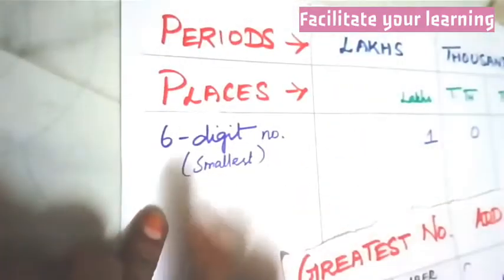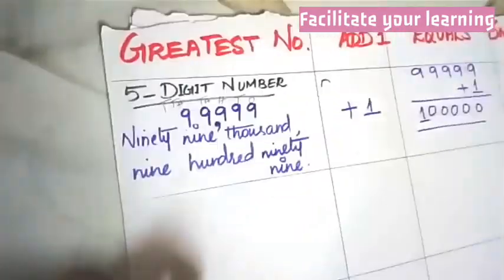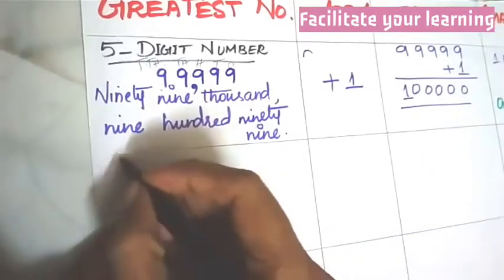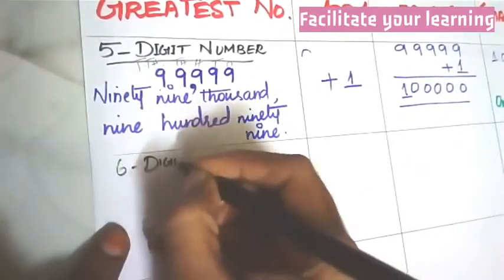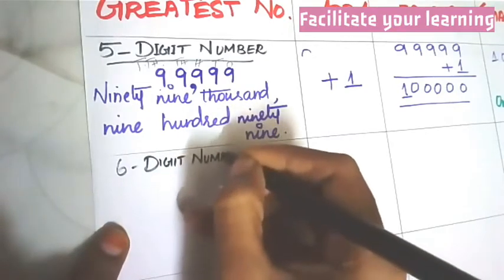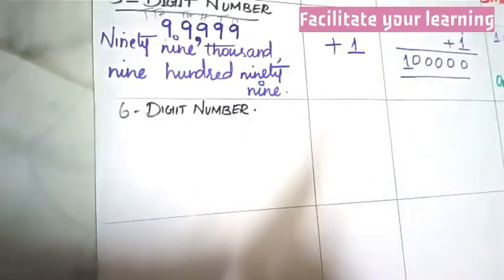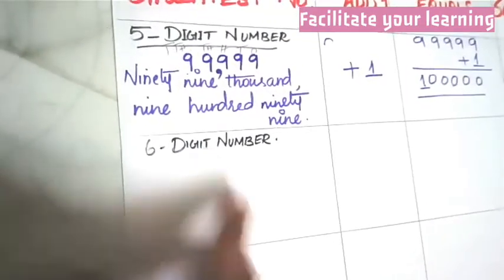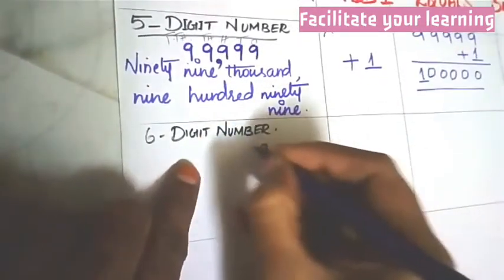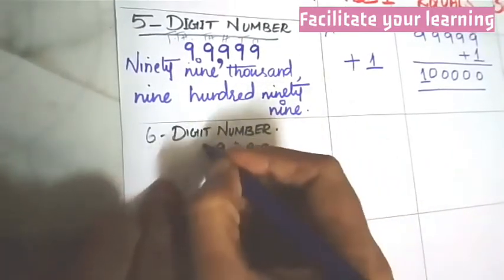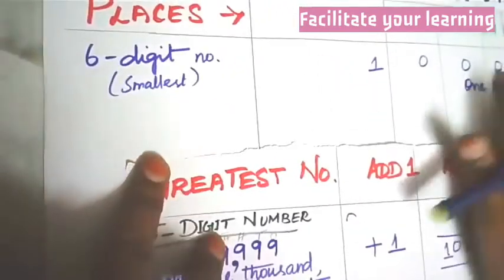Then what will be the greatest 6 digit number? How will you read that? You know that greatest number starts and ends with 9. Since it is a 6 digit number, there will be 6 nines. So I am writing 6 nines. Now I'll tell you how to read and write this greatest 6 digit number.